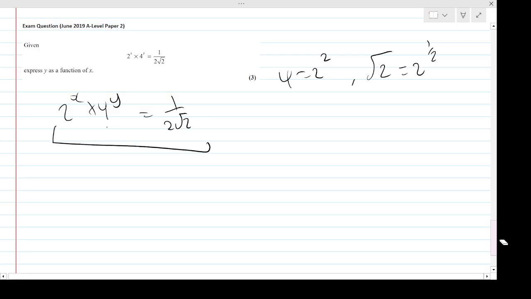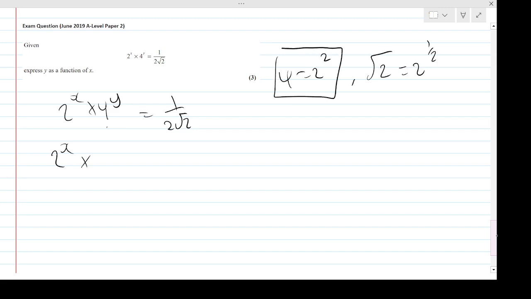So if we start from here, 2 to the x times 4 to the y is 1 over 2 root 2. Well, that's 2 to the x, okay. But then 4, as we saw here, is 2 squared. So I can literally substitute that in to say, well, 4 is 2 squared, and then that's all raised to the power of y, okay. And then 1 over 2 root 2. Well, 1 over 2, that's 2 to the minus 1. But then root 2 is going to be 2 to the half, right? And we can substitute that in as well, that result. And then I can simplify from there.